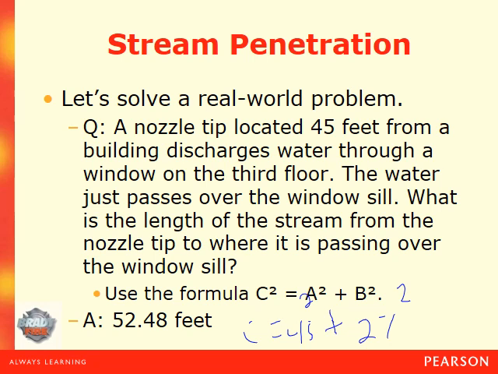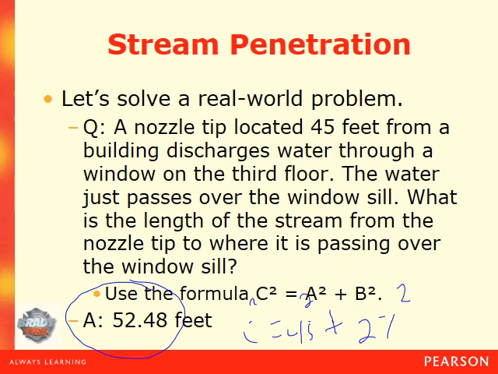So all we basically do is 27 times 27, and then 45 times 45, so that's 729 plus 2025, which gives us a total after we add them together of 2,754. And then we get the square root of 2,754, and that gives you 52.48.